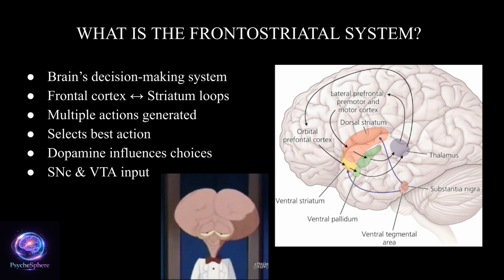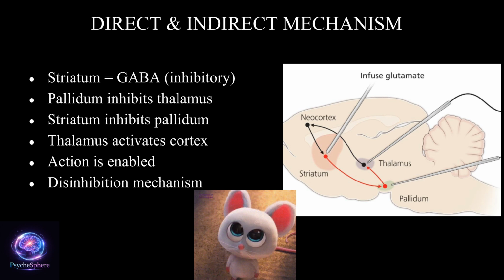The striatum has two parts: the dorsal striatum and the ventral striatum. The dorsal striatum includes the caudate and the putamen, while the ventral striatum includes the nucleus accumbens. And then we have the pallidum, which plays a major role in controlling whether actions are allowed or blocked. Okay, so now let's go deeper into the mechanism. This is where many students usually get confused, so I'll explain it step by step.